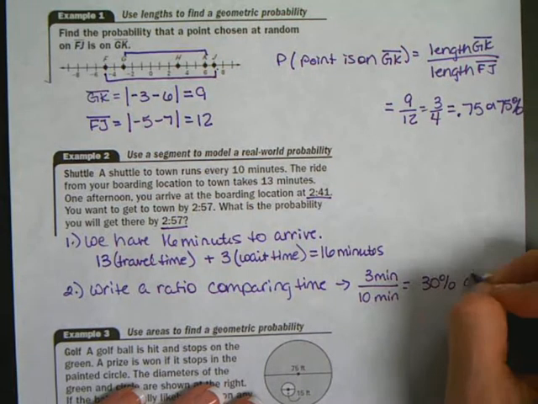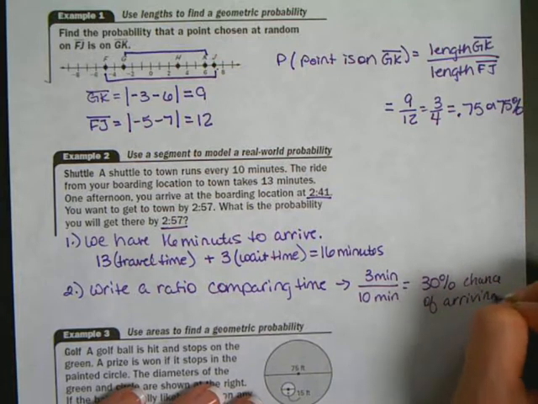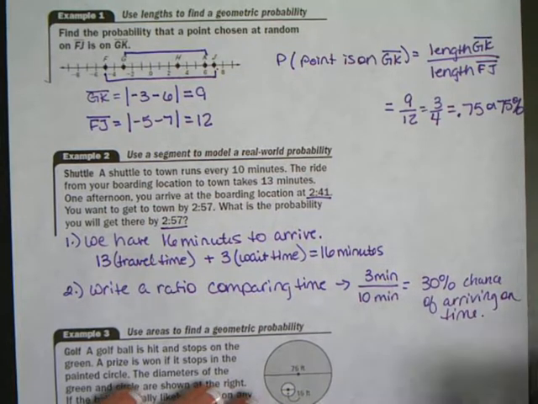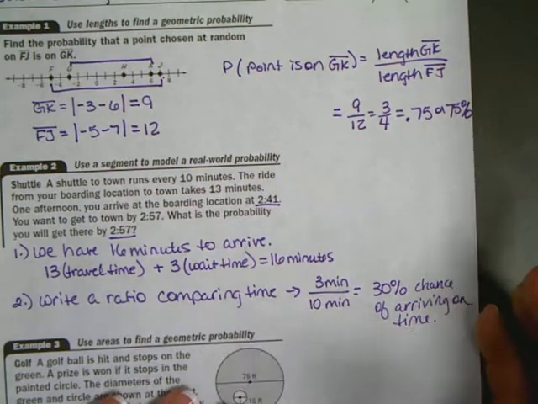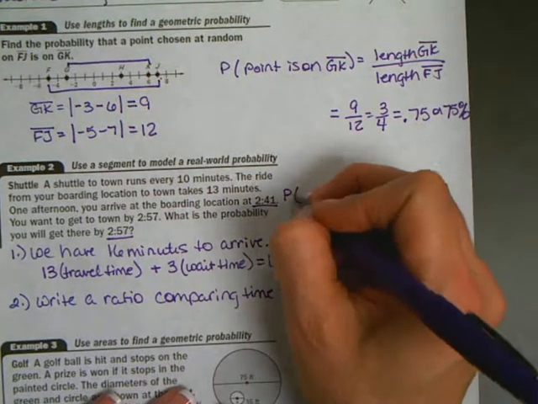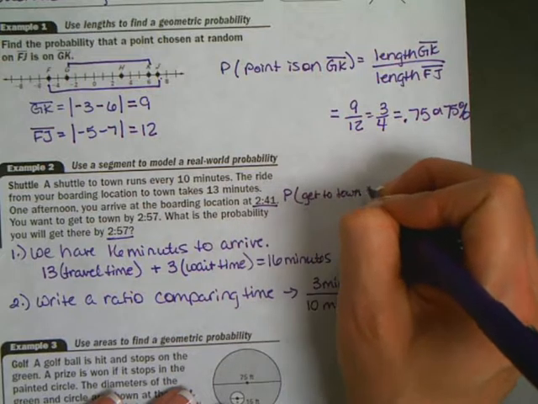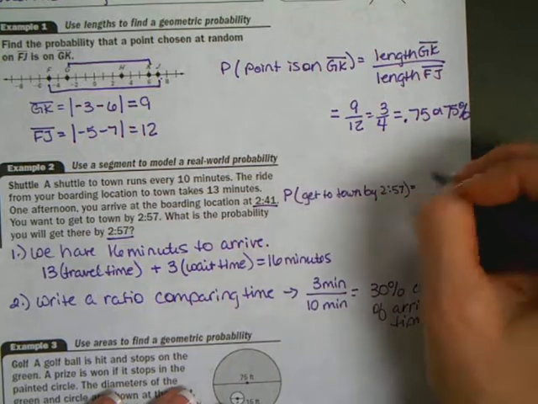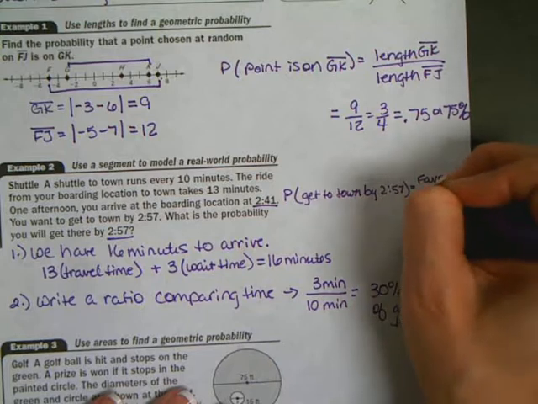So to write this down as a probability statement, the probability of getting to town by 2:57 is the favorable wait time divided by the maximum wait time. Not the maximum you want to wait, but the maximum you may have to wait.